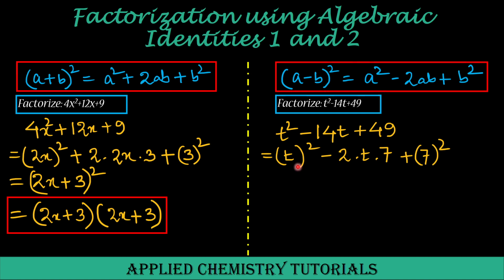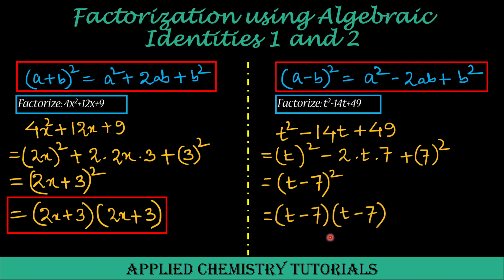So here we can clearly see that a = t and b = 7. So we can put it in the (a − b)² format to have (t − 7)², and we can rewrite it as (t − 7)(t − 7). So this is the factorized form of the given algebraic expression t² − 14t + 49.